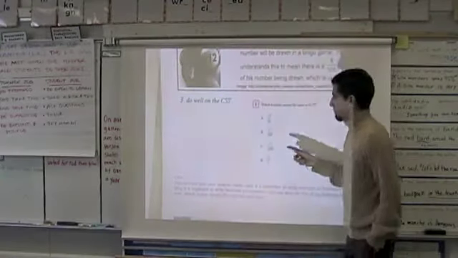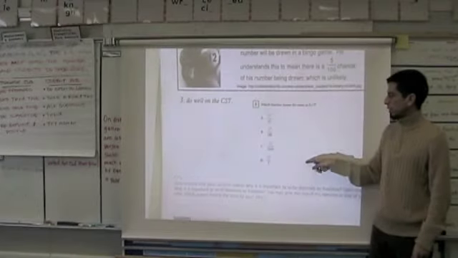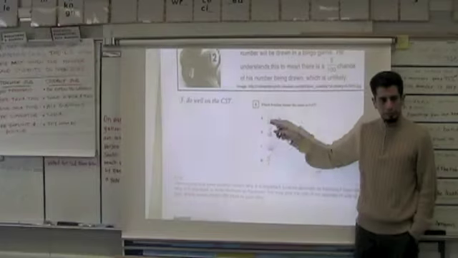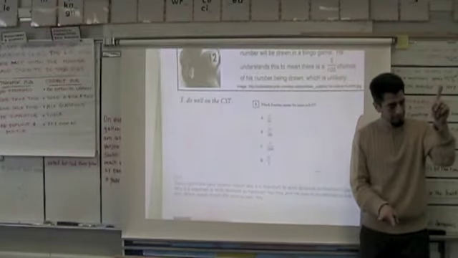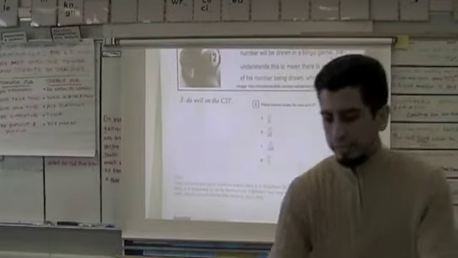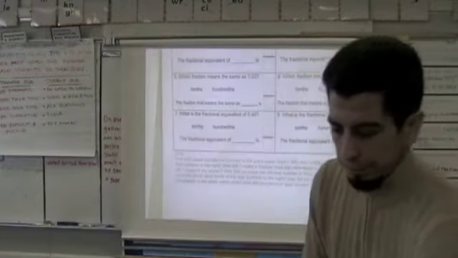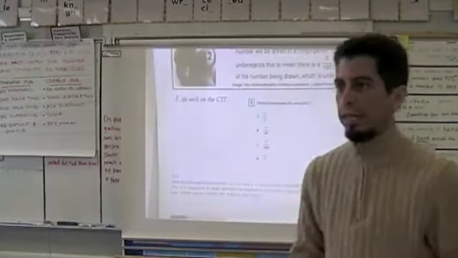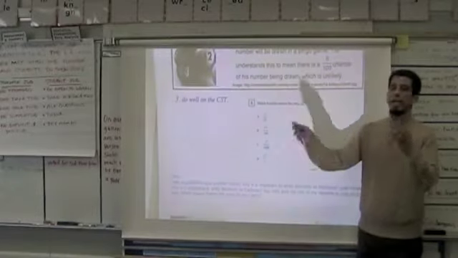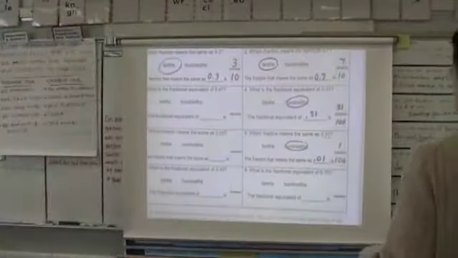I would like you to, number 1, draw a place value chart with this number and circle the correct answer, and then you may go back to the other page and continue your work here. Okay? So first, I need place value charts here, the answer, and then the work. You may begin.